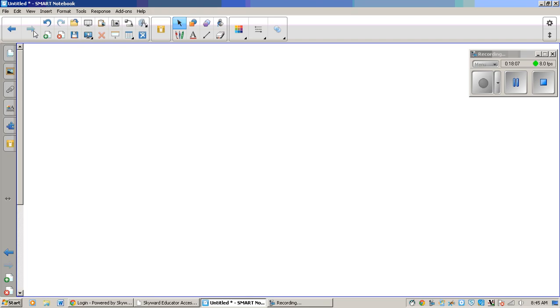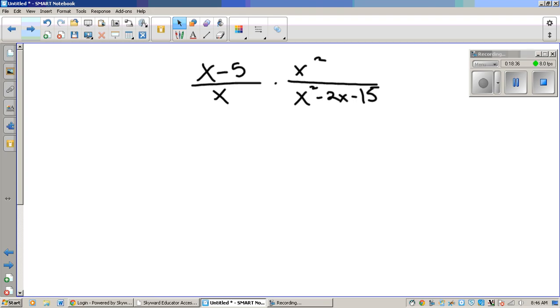The next thing that we have to do is expressions involving polynomials. Okay. So this would be something like, and I'm going to show you the one in the book to begin with, x minus 5 over x times x squared over x squared minus 2x minus 15. What do you think we do to begin with here? How would we simplify?